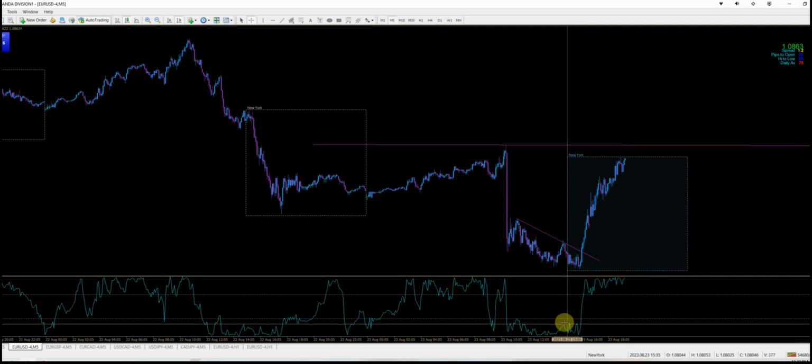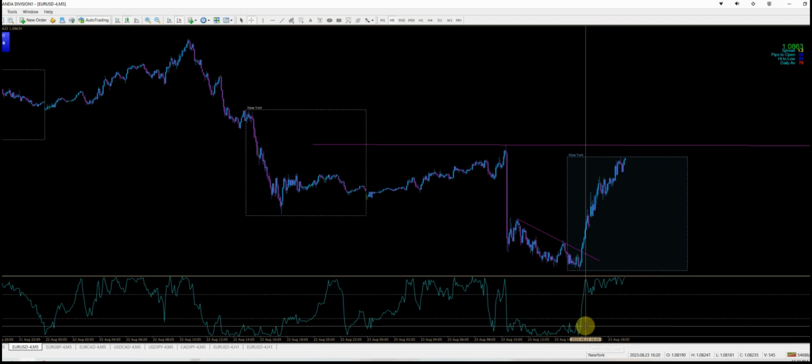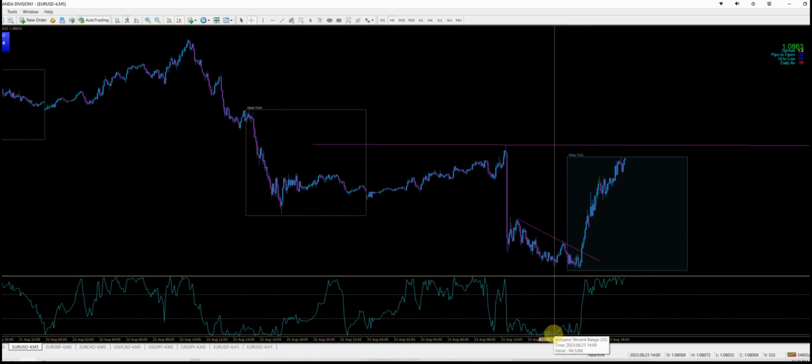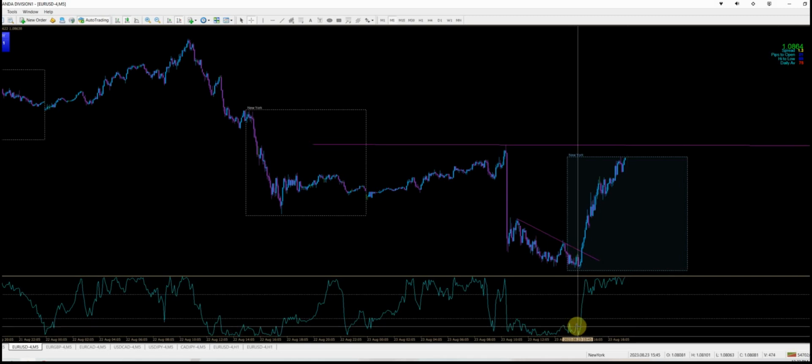But again, it doesn't mean that it couldn't just keep going lower, because it most certainly could. This indicator is not going to tell you that, because it won't go any lower than right here, at minus 100. It won't go any lower. But I'm not looking for any shorts based on that.